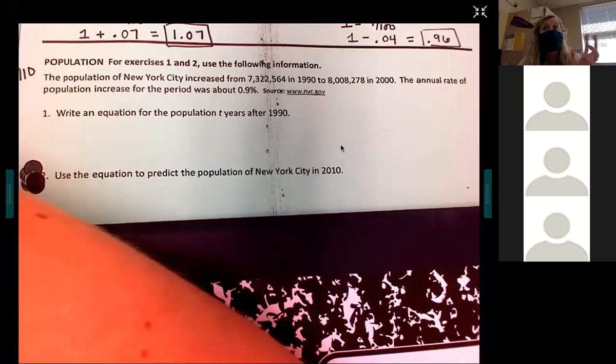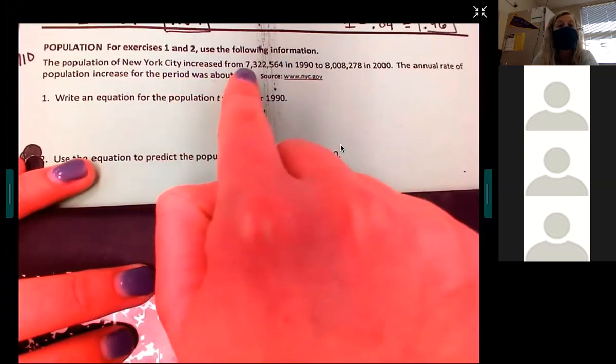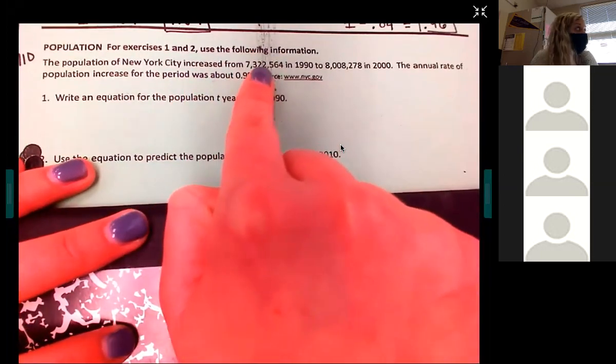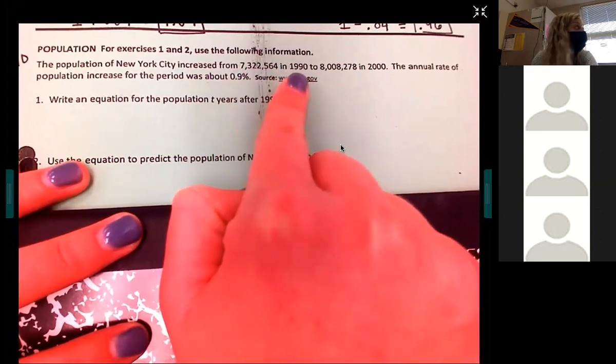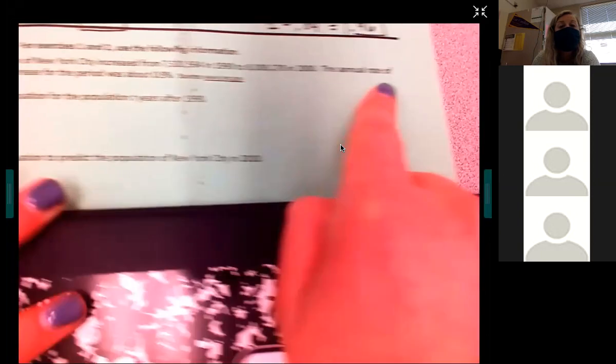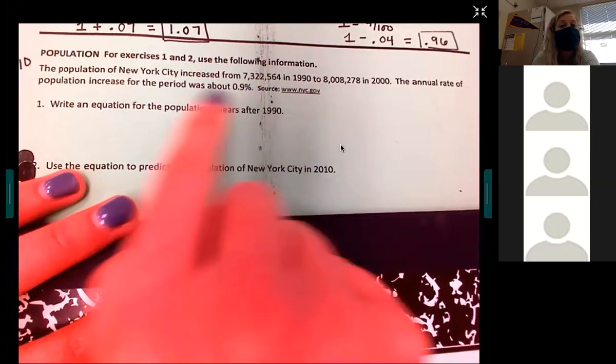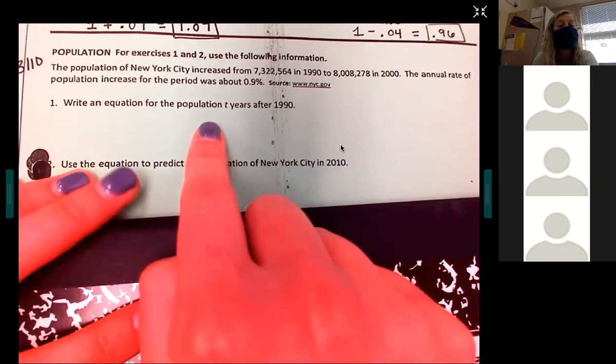So we're going to make sure we're good with growth and decay, and then we're moving on to something new today. So the population of New York City increased. That's where it started in 1990. I'm going to keep reading. I hope we're all paying attention. The annual rate of increase was 0.9%. Write an equation for the population, y'all.